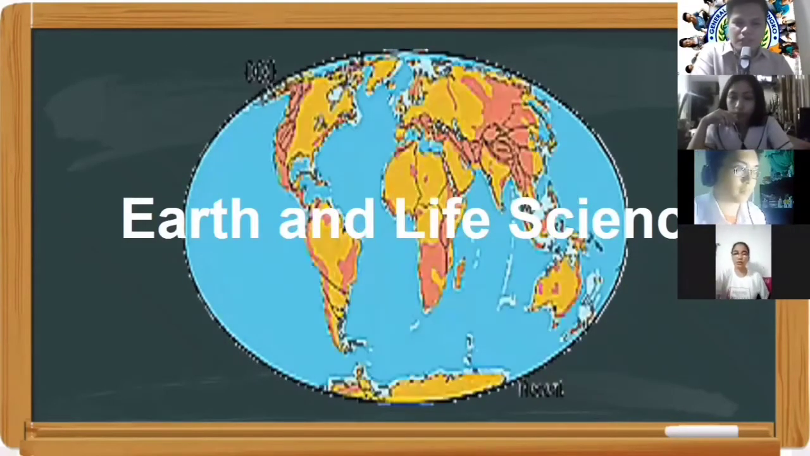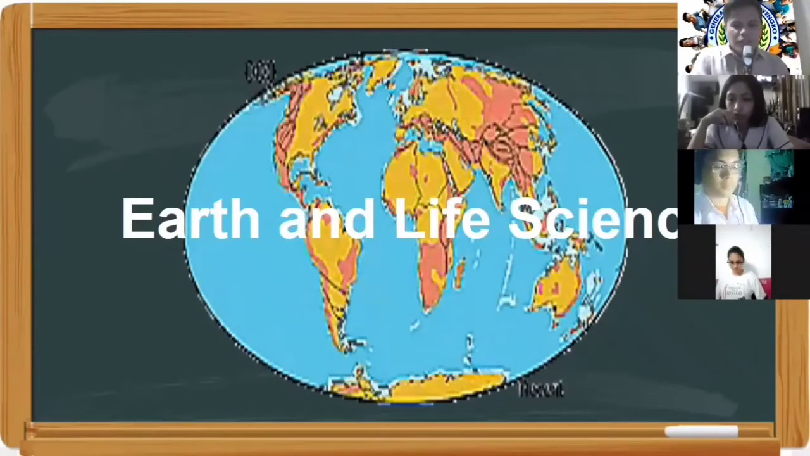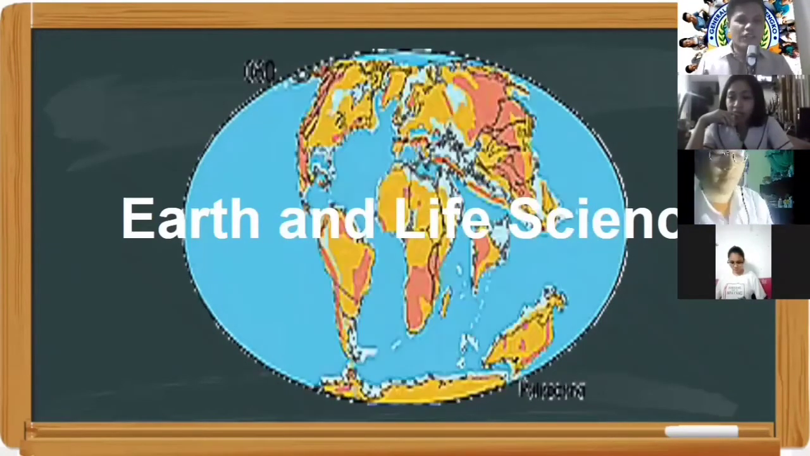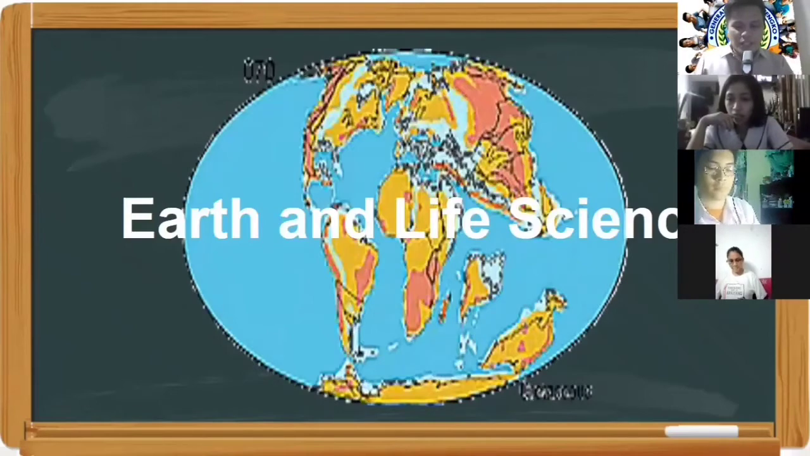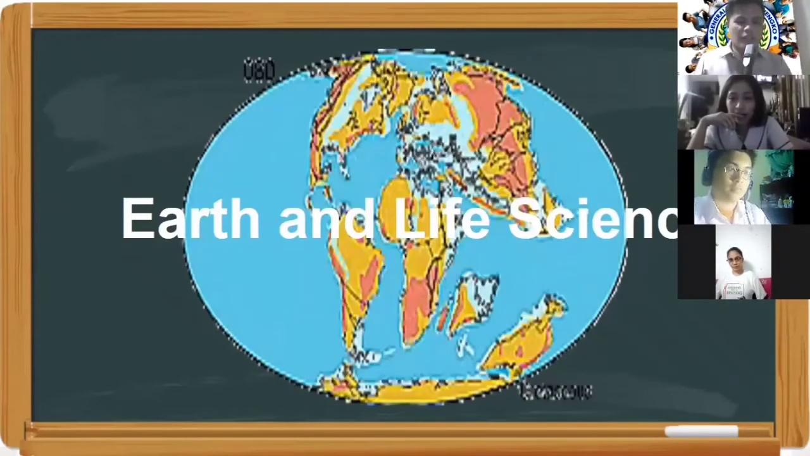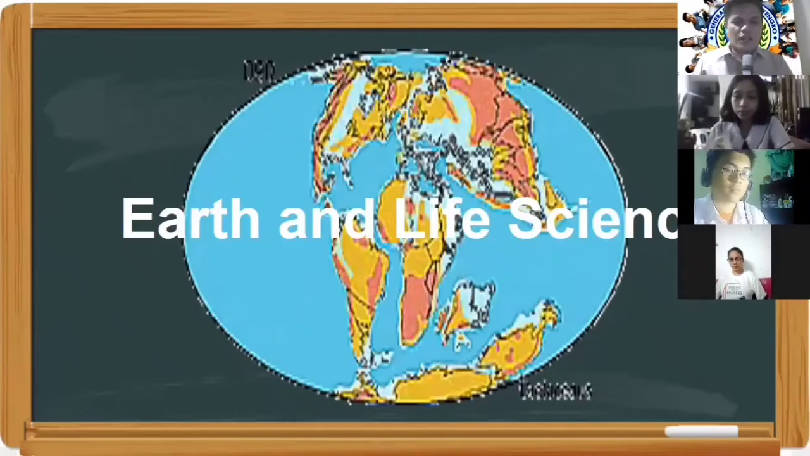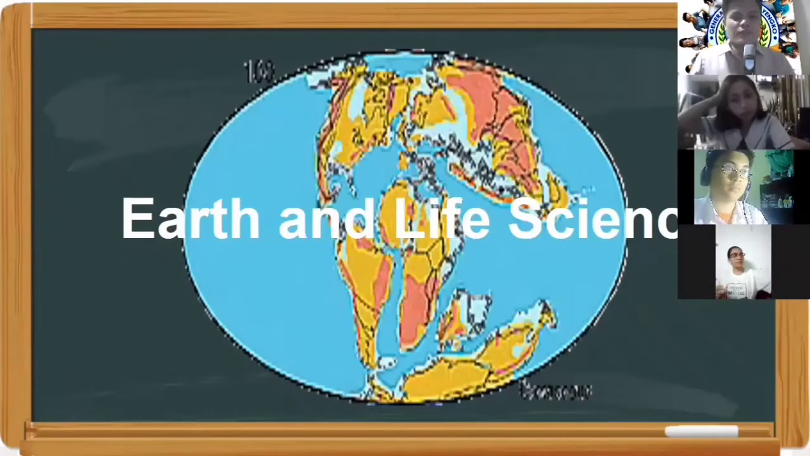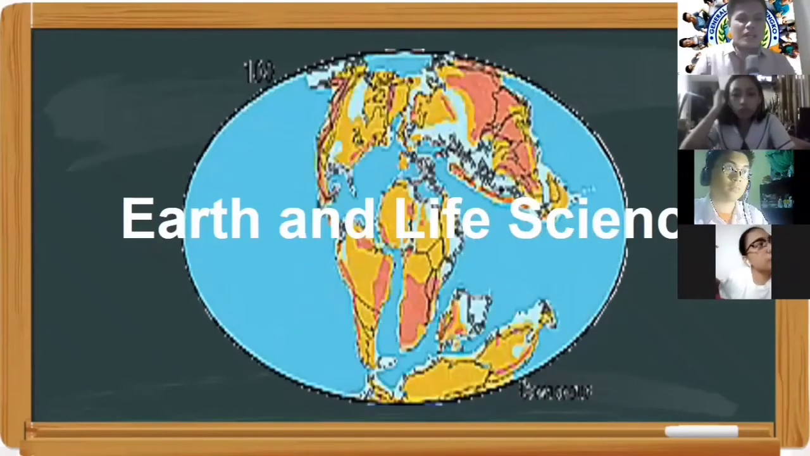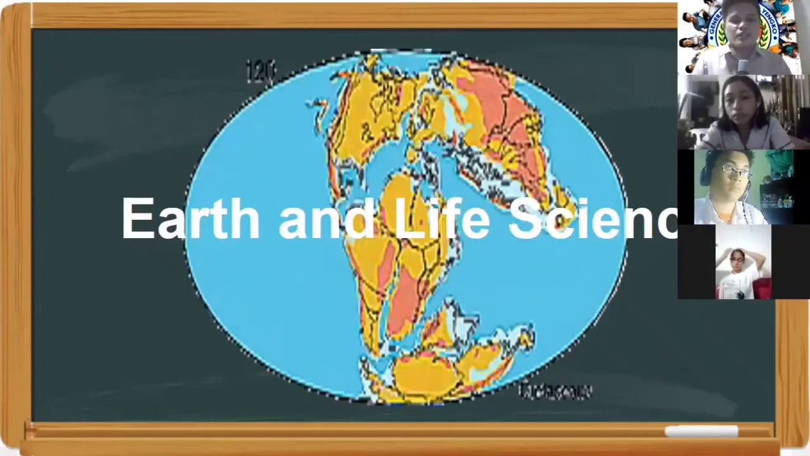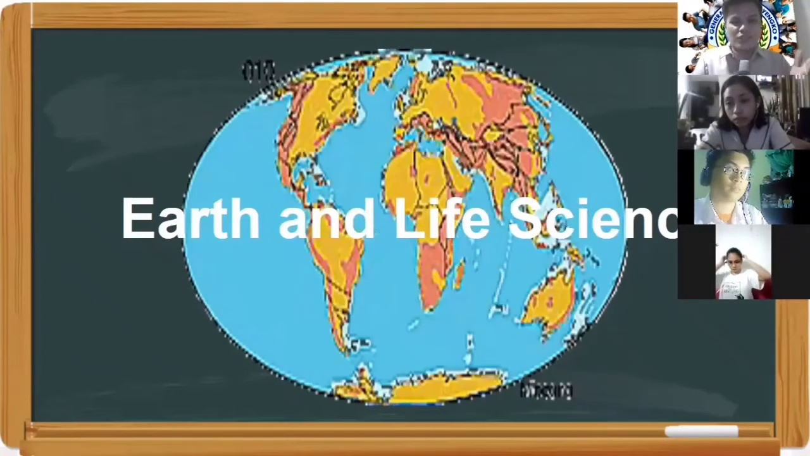And I assume that you already know the different theories that explain the origin of the universe. Of course, the origin of the universe is also the origin of the Earth. Without the universe, there's no Earth. What are those? Like the creation theory, the Big Bang theory, the oscillating theory, and other theories that explain the origin of the universe.